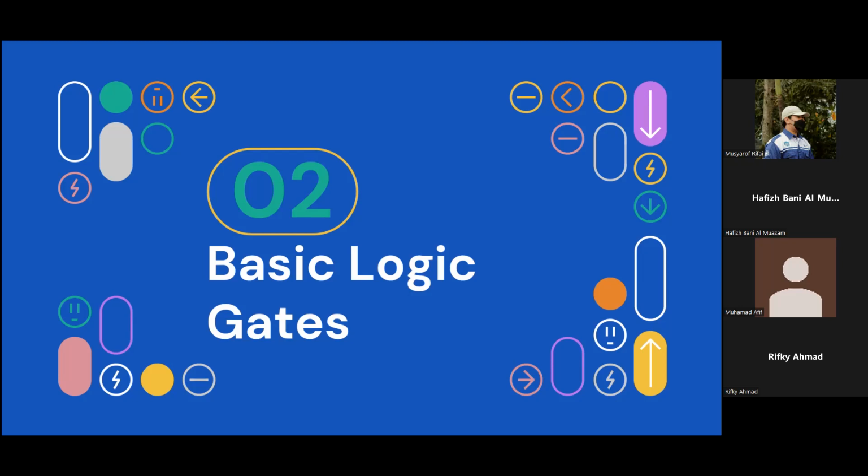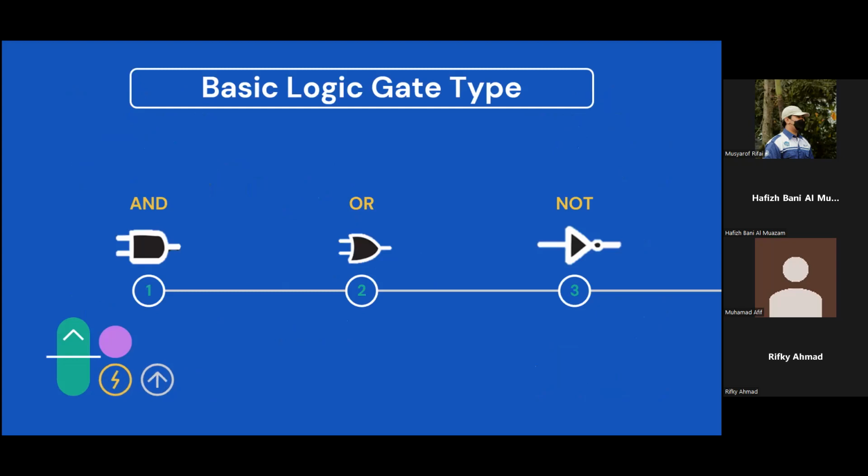A digital system will evaluate the input level and produce a specific output response based on the logic circuit design. There are 7 logic gates, namely AND, OR, inverter, NAND (not AND), NOR (not OR), exclusive OR, and exclusive NOR. In this presentation, we will explain 3 basic logic gate types: 1, AND, 2, OR, and 3, NOT. Next will be explained by Rifky.